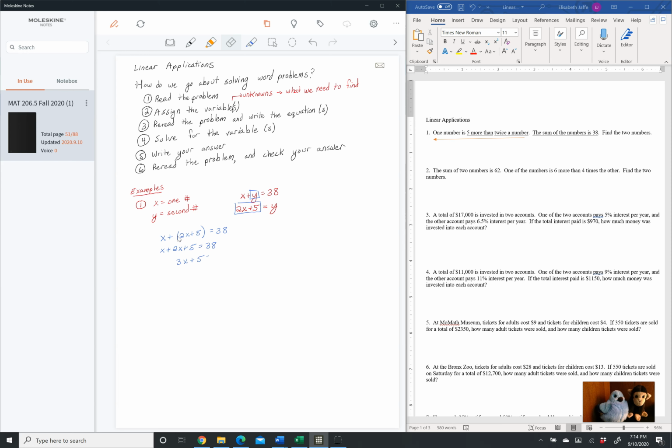3x plus 5 is equal to 38. We can solve for x. This is a linear equation. So we can subtract 5 from both sides. This gives us that 3x is equal to 33. And then we divide both sides by 3. Okay, and we get our answer. We get that x is equal to 11.